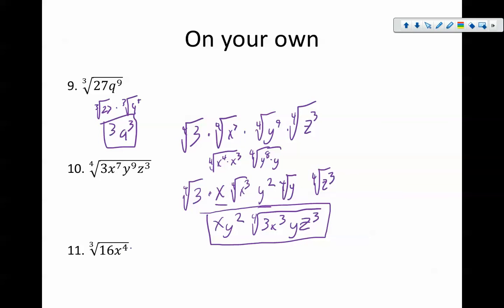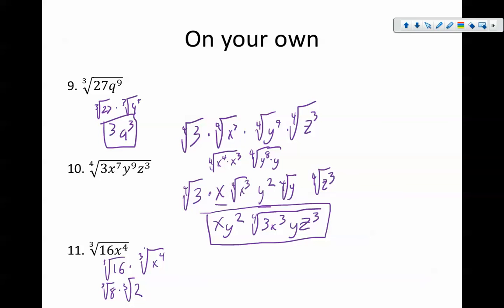Finally, my last one here, cube root of 16x to the 4th. So this is the cube root of 16 times the cube root of x to the 4th. Now 16 is not a perfect cube, but it does break into a perfect cube. The perfect cube 8 times the cube root of 2.